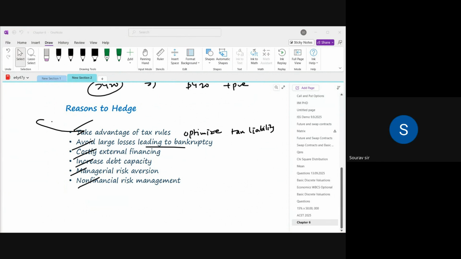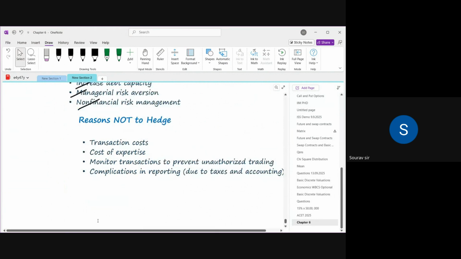Reasons not to hedge. The advantages are more, we have done practically also. They might give you transaction costs, like when you enter into a forward, future, or option contract, it isn't free: brokerage fee, bid-ask spread, margin requirement. For small firms, this cost may outweigh the benefit.